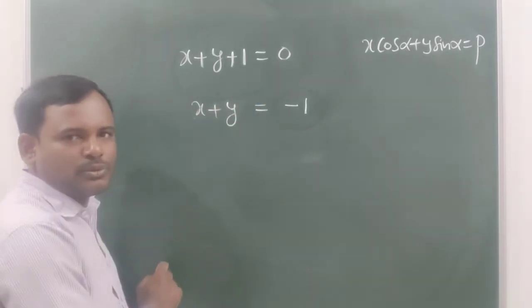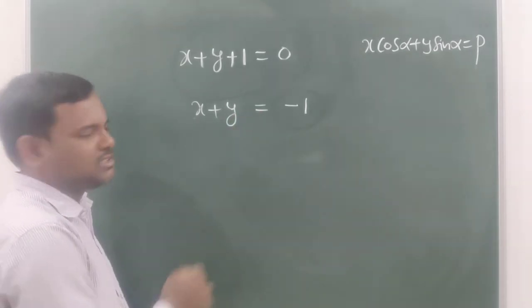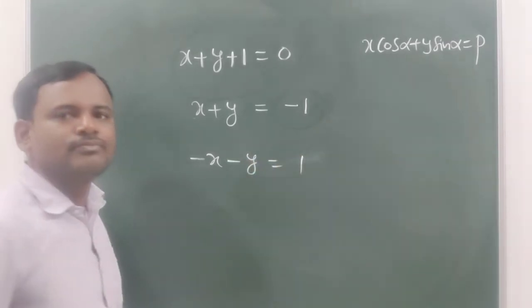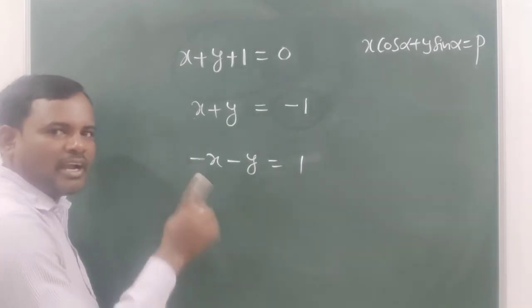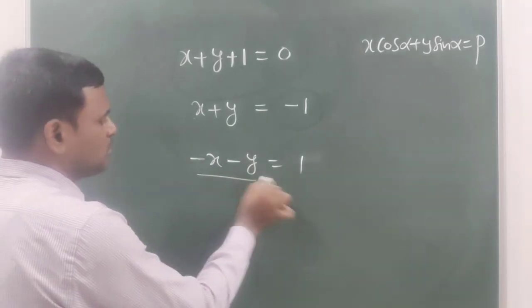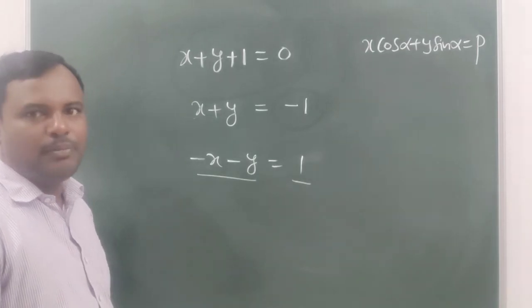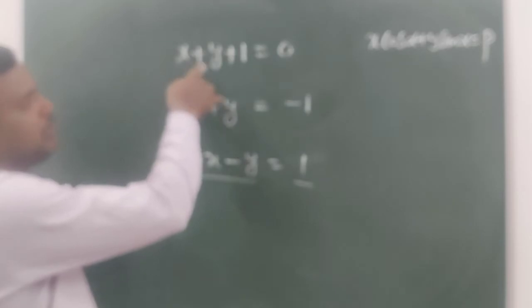Make it positive. How do we make it positive? By multiplying both sides with minus. So here minus x minus y is equal to minus 1. When you multiply both sides with minus, you get this. And hereafter, divide both sides by root a square plus b square. What is a and b here? Coefficient of x and coefficient of y.